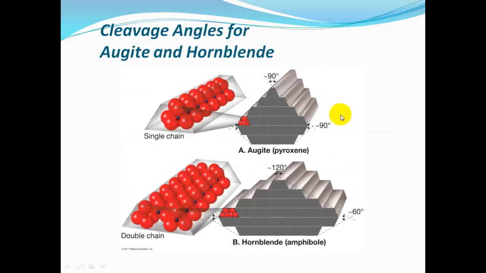Okay, here's a diagram of this where we have the augite, which is a single chain of tetrahedra. So that forms a more compact crystal that allows for a 90 degree angle between the planes of cleavage, whereas hornblende has a double chain, so that makes a wider crystal that causes it to have a larger angle between planes and a smaller angle than 90 degrees. So you end up with the 120 and the 60.